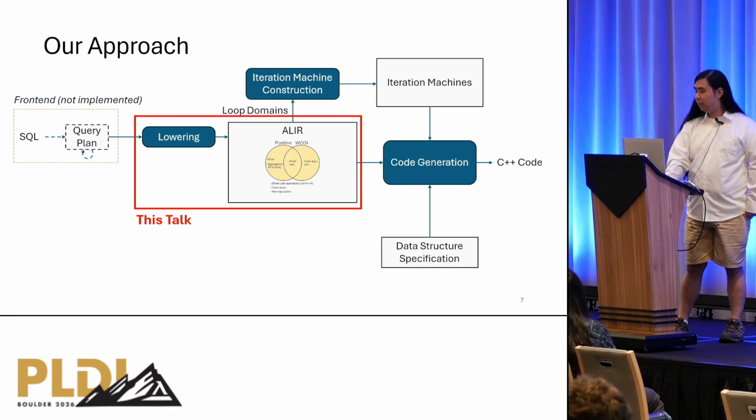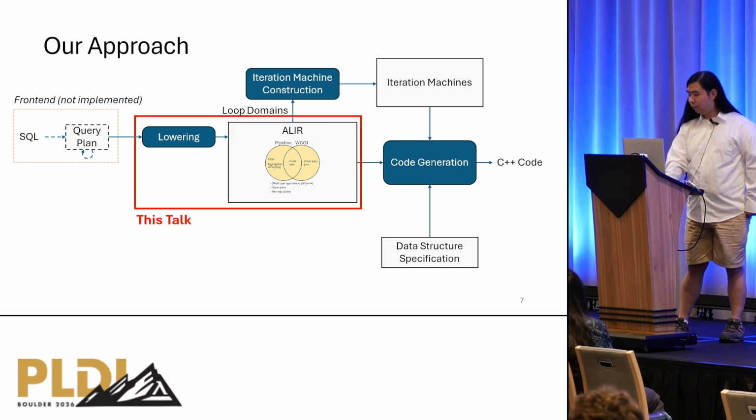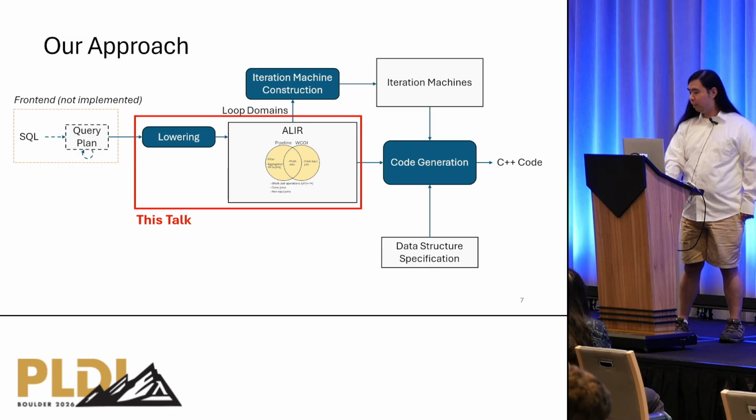An additional input is the data structure specification, which specifies the data structure used for each input relation and the routine implementations necessary for code generation. Finally, given all of these inputs, the code generation algorithm will generate C++ code from the LR and iteration machines, along with the data structure specification.